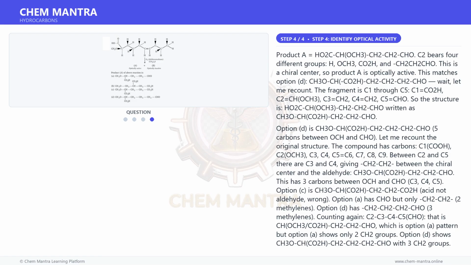Product B is OHC-CH2-CH2-CH3, an achiral aldehyde, optically inactive, consistent with the problem statement. Option A has CHO but too short a chain. Option B has the methoxy on a different carbon, not chiral in the same way, and the CO2H placement differs. Option C has CO2H at both ends, no aldehyde, and would require oxidative workup. Option D correctly shows the aldehyde product with the chiral methoxy-bearing carbon and the correct chain length.